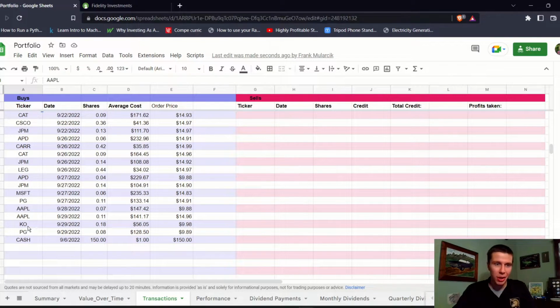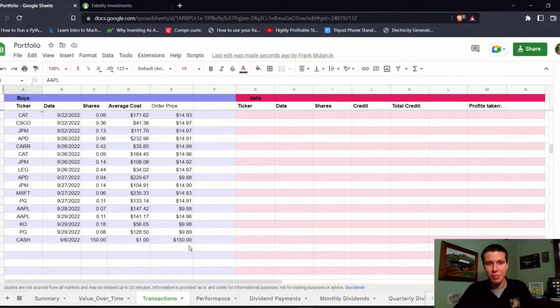And also bought some Coca-Cola near the end of the month. Again, I don't think it's all that great of a price for Coca-Cola, but the stock is down a little bit in the past few months. So I figured I'd pick some up. I haven't bought Coca-Cola in probably more than a year, so just want to continue adding to that position.